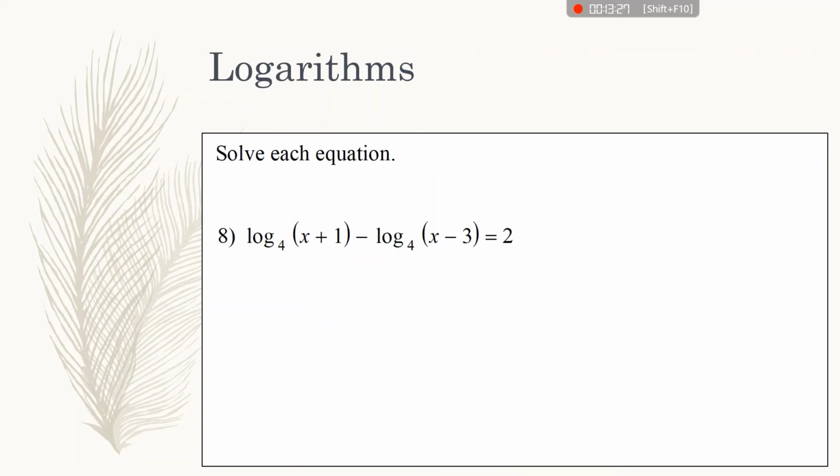Okay. So then we've got, I guess I'll do one more. This will be log base 4 of x plus 1 over x minus 3 is equal to 2. Therefore, 4 squared equals x plus 1 over x minus 3, or 16 times x minus 3 is equal to x plus 1.